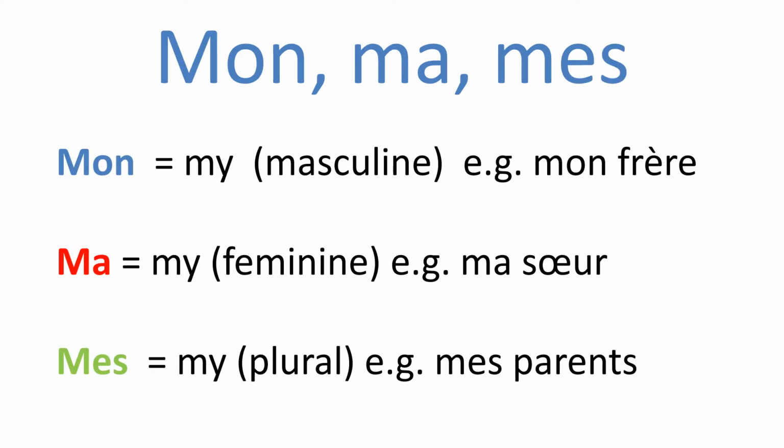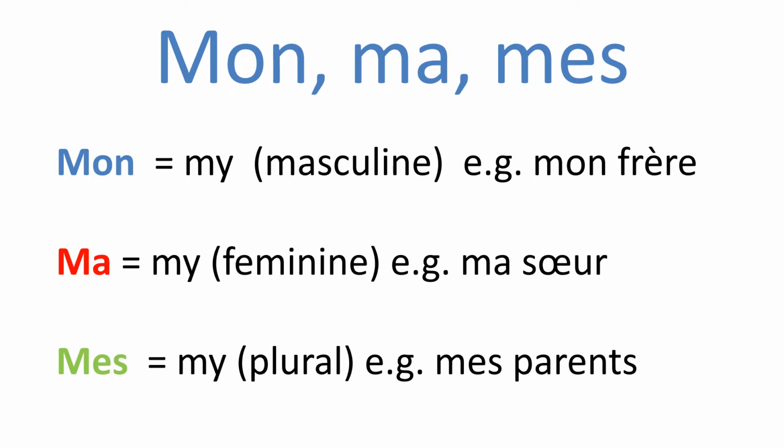And then mon, ma, mes. This is how you would say my in French. Par exemple, mon frère, c'est masculin. Ma sœur, ma mère, féminin. Mes, pluriel. Mes parents, mes grands-parents. Okay? Mes crayons, my pencils. Super. My pencil, if you talk about one, mon crayon. My rubber, if you talk about one, ma gomme.